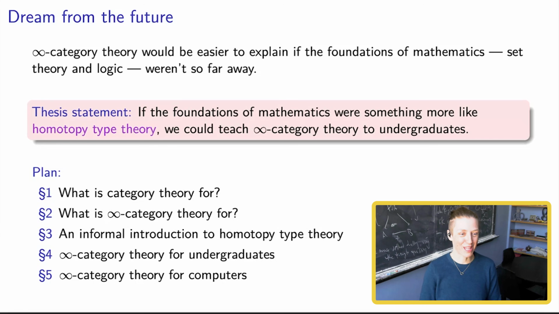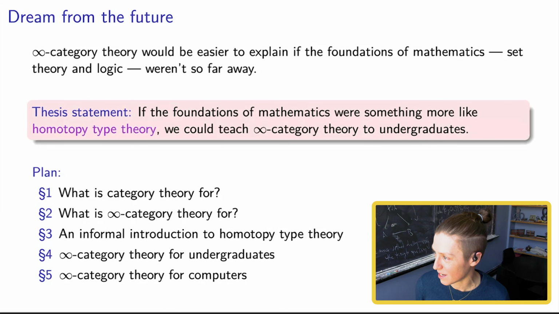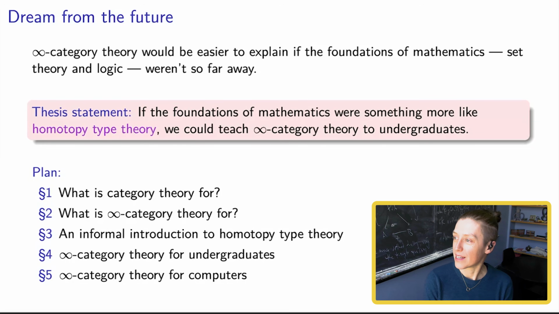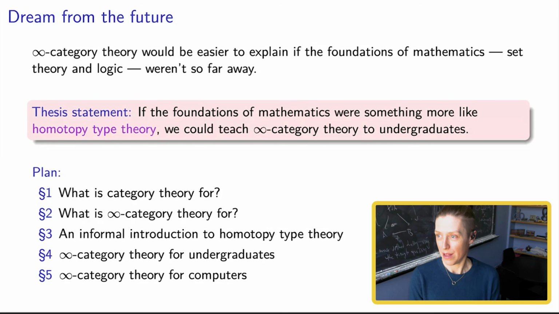And so that's actually the plan for the rest of the talk. I've explained in part what ordinary category theory is for and what infinity category theory is for. What I'd like to do next is give some sort of informal introduction to homotopy type theory and then illustrate that with that as the background foundations, infinity category theory is actually not really more complicated than ordinary one category theory is today.